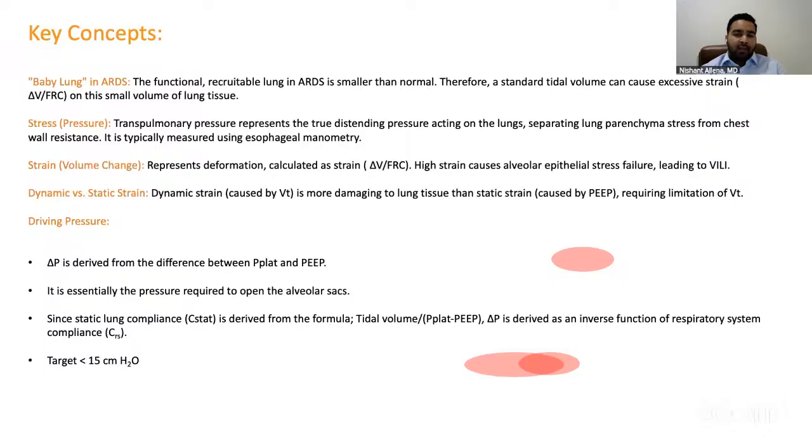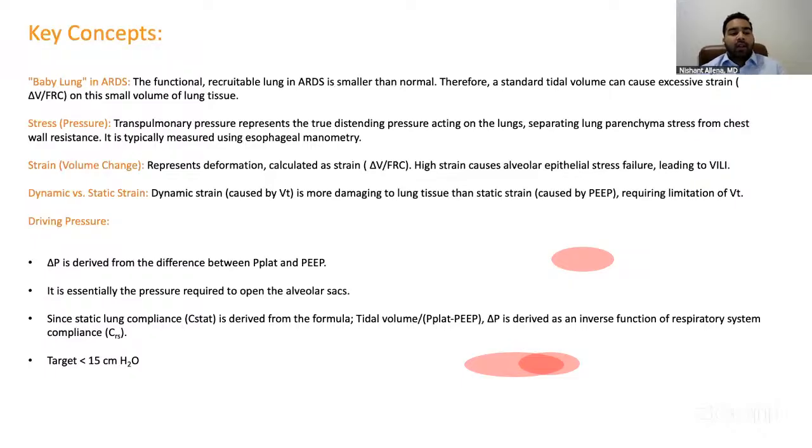And then you again have dynamic strain versus static strain. Dynamic strain, which is caused by tidal volume, is much more damaging to the lung tissue. The reason being, every single time you have tidal volume going in and coming out, it causes alveolar stretch. And that is more damaging than the static strain you cause by keeping the alveoli open through PEEP.